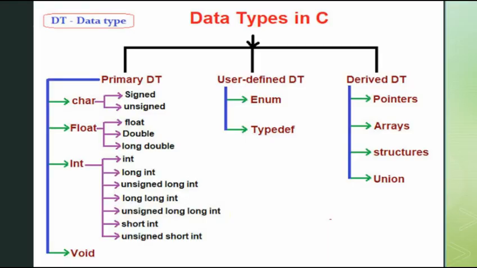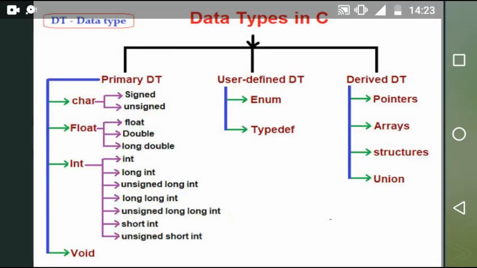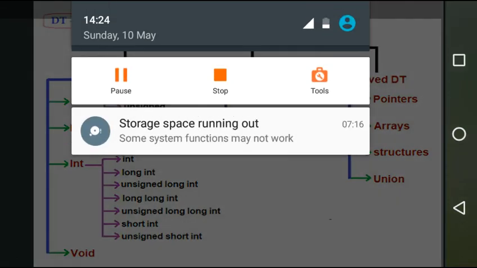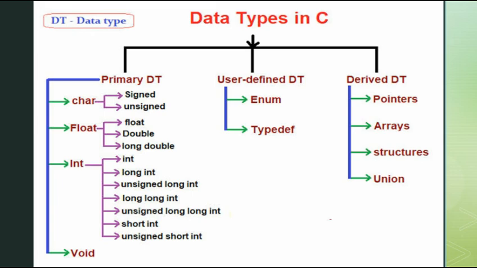So there are three main data types in C: primary data type, user-defined data type, and derived data type. Primary is further classified into character, float, int, and void. Each of which is further classified into signed and unsigned, and into various data types based on the amount of space that they occupy. User-defined data type: enum and type definition. Derived: pointers, arrays, structures, and union.